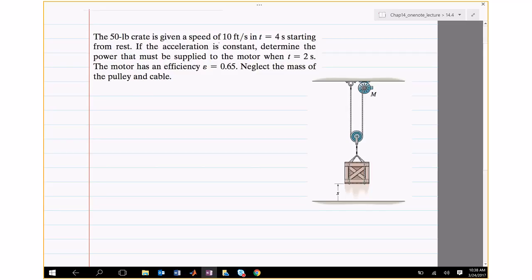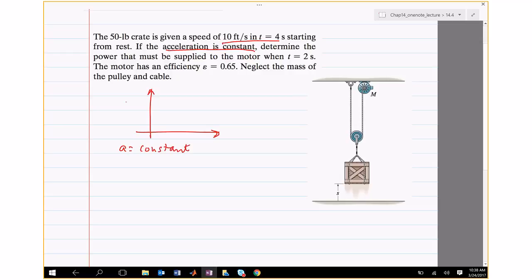The motor is lifting the crate to a speed of 10 feet per second in 4 seconds. Okay. If the acceleration is constant, find the power that must be supplied to the motor when time t is 2 seconds. The motor has an efficiency of 0.65. Okay. So the acceleration is constant.